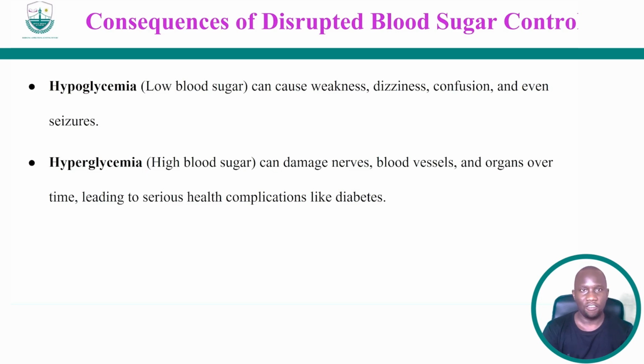So these cause effects. For example, if you have gone long without eating, you will feel weak, dizzy, confused, and sometimes you even get seizures. That means that if a child has not eaten, is not breastfeeding, is not eating anything, their blood glucose levels will go down, and they can get seizures and even die. Also, if you have a lot of glucose in your blood, it will damage your nerves, blood vessels, and other organs. So it is very important that your organs function properly to maintain the blood glucose levels.